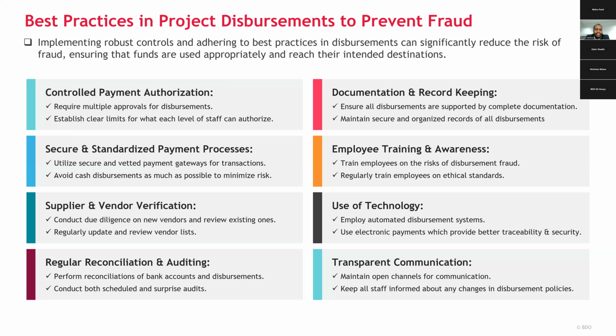The next one is regular reconciliation and auditing. So having regular reconciliation of your bank accounts and your disbursements to ensure they match any authorized transactions. And obviously this will help you identify if there are any discrepancies. Then also scheduling surprise audits, that will come and review your disbursement records and your processes. And surprise audits can sometimes find disbursements that were illegitimate and they were not yet covered up.